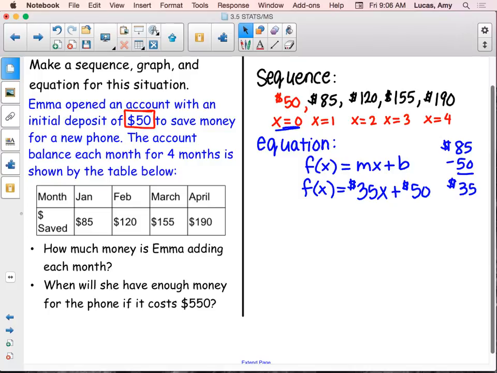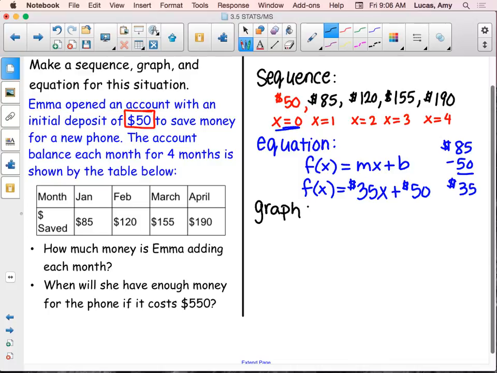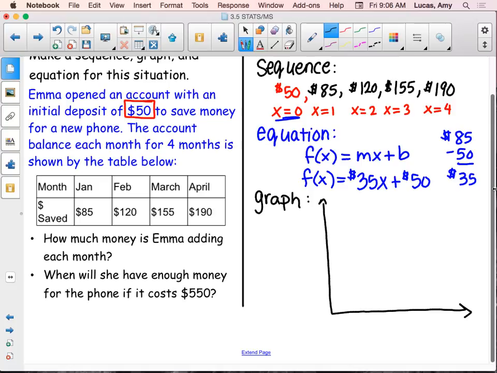So I've got a sequence, I've got an equation, now I need a graph. One quadrant again for my graph. And on the bottom I can put the months. And then the amount of money, I'm going to go by 25.